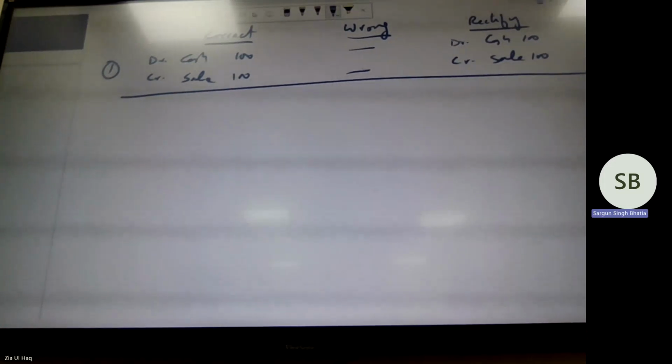It was not recorded, so nothing was wrong. The wrong column is blank. So we just need to record the entry to rectify it.